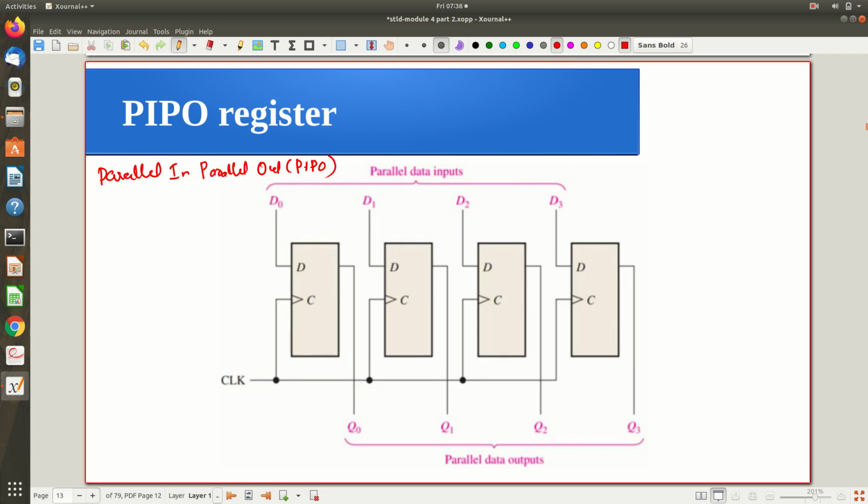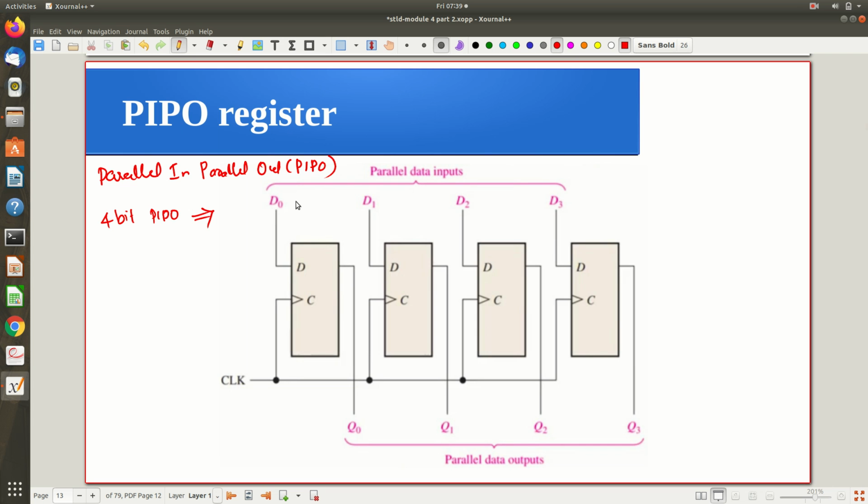See here, 4 flip-flops are being used, right? 4 D flip-flops. So definitely it can store 4 bits. So basically it is a 4-bit PIPO register. That is what is shown in the diagram, okay? And you can see that 4 bits are coming parallelly, simultaneously to the register, right? All the D inputs are coming like that.